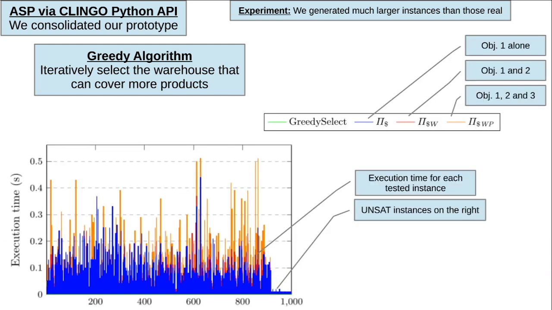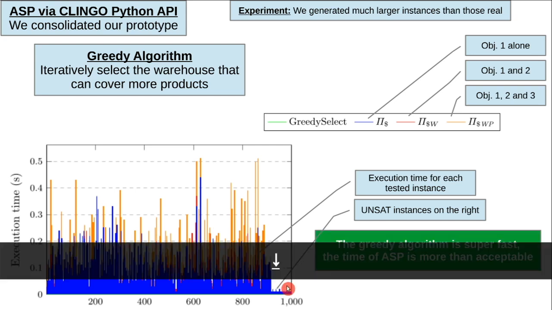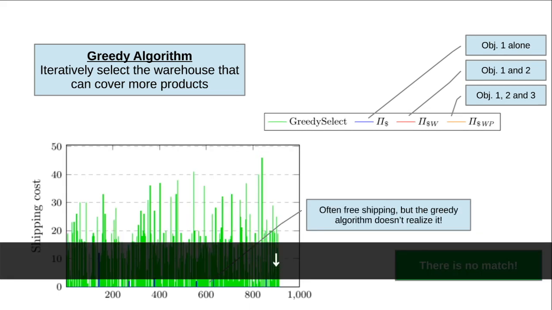So, execution time. The greedy algorithm is always immediate, zero time. ASP, the blue one, only applies the first weak constraint. The orange one applies the first and the second, and the light orange, red and orange, the last one, selects all the weak constraints. You see that the performance is acceptable; unsat instances are here on the right. So the time is fine, okay? It's also compatible with the requirements we had.